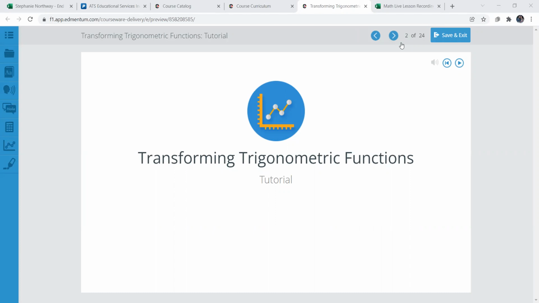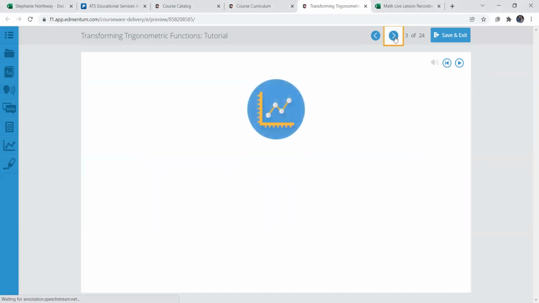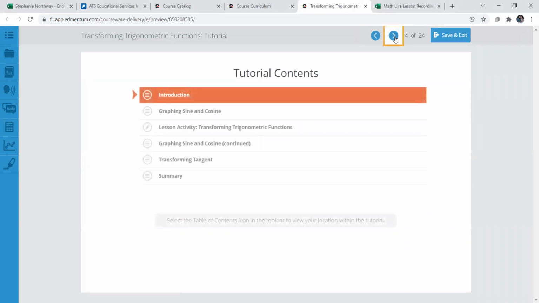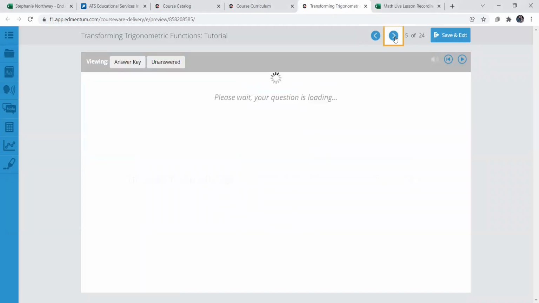All right, transforming trigonometric functions. Let's talk about sine and cosine and tangent and some of the stuff that has to do with their graphs and graphing.